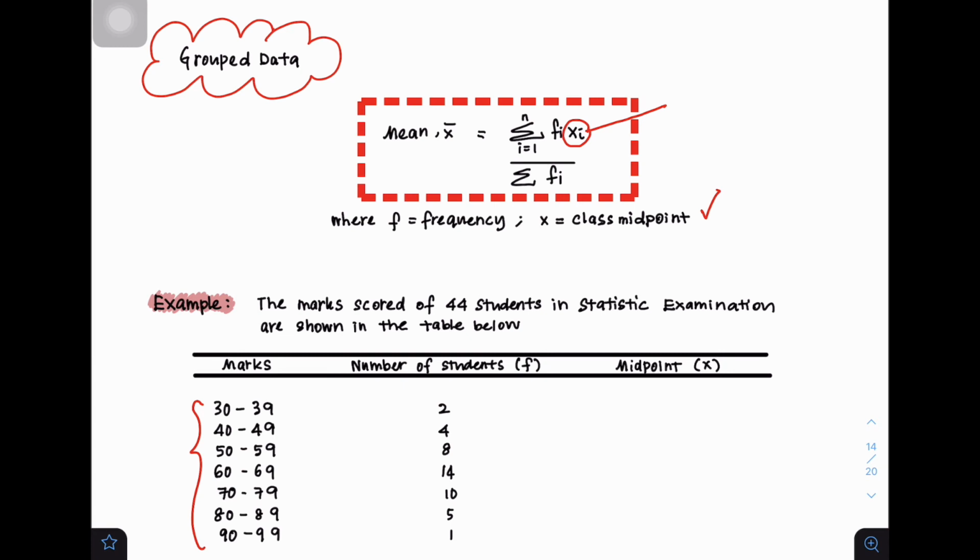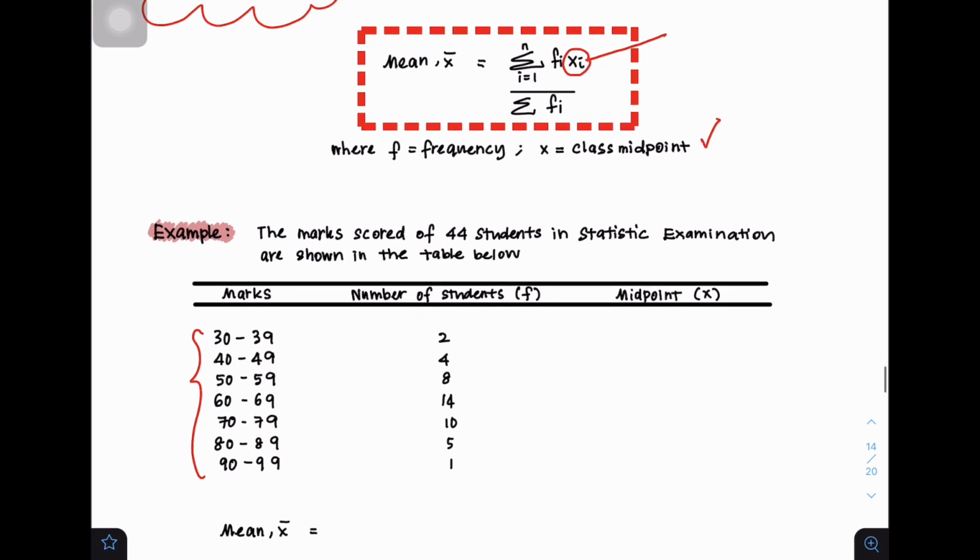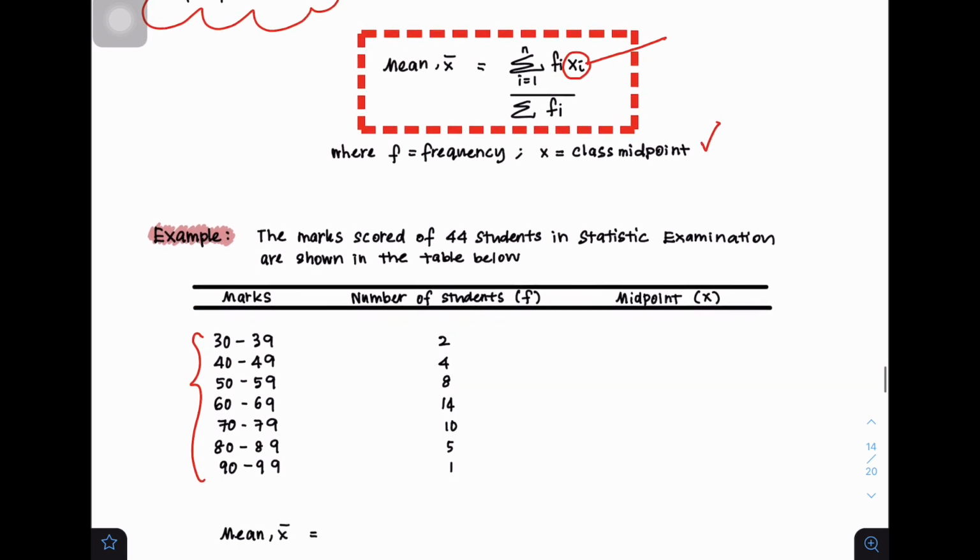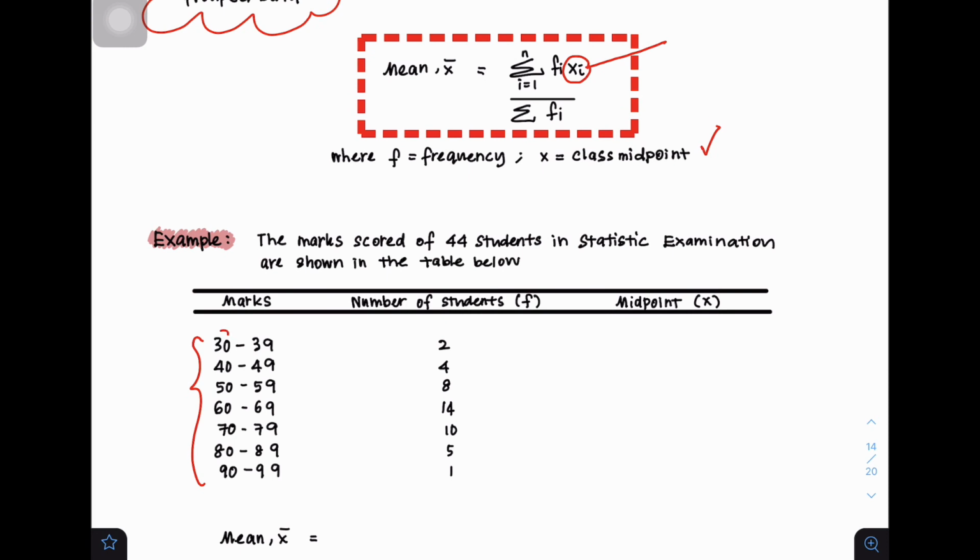Kita dah tengok sebelum ni macam mana nak cari class midpoint. Okay, so untuk awak mencari mean, the information that you need is the class midpoint. So you kena cari dulu apa the class midpoint. Okay, so macam mana nak cari class midpoint? Nak cari class midpoint senang, lower limit plus with upper limit divide by 2. Okay, so 30 plus with 39 is 69. 69 divide by 2, you will get 34.5.